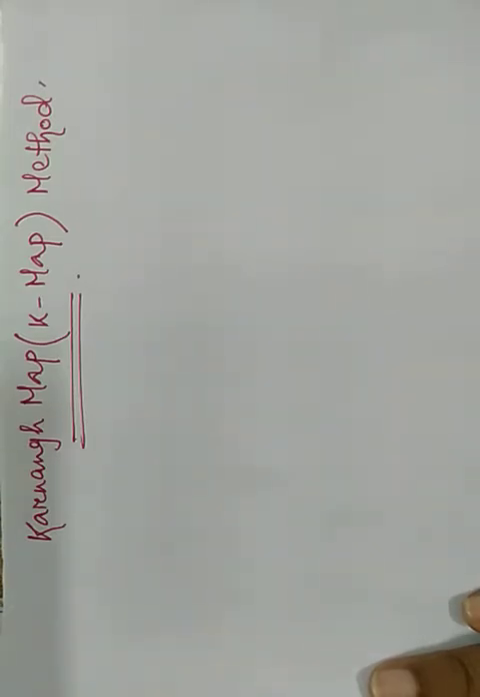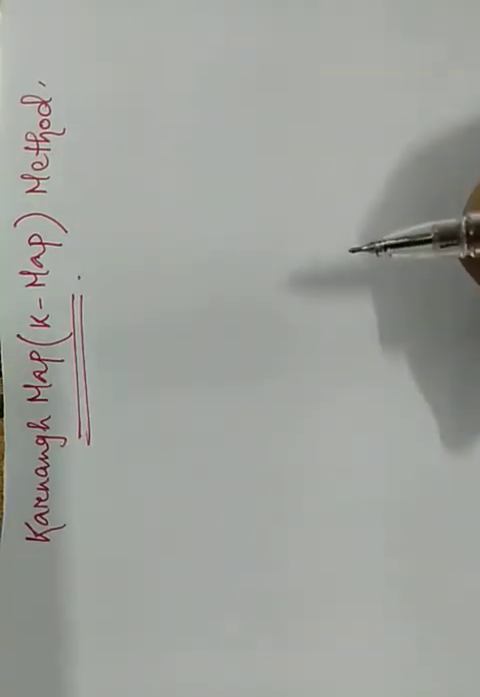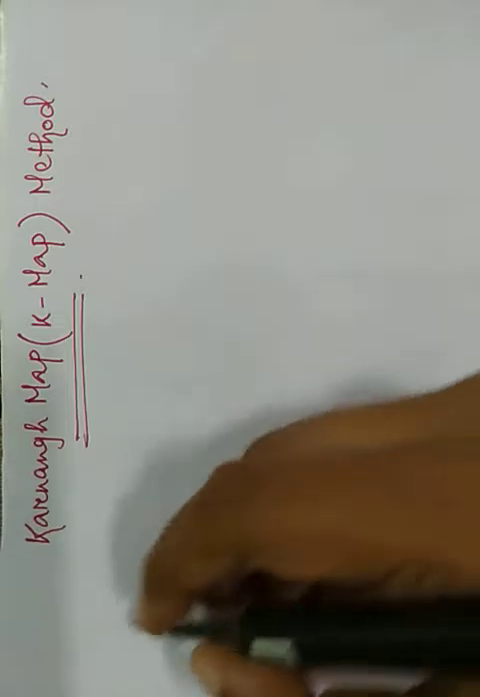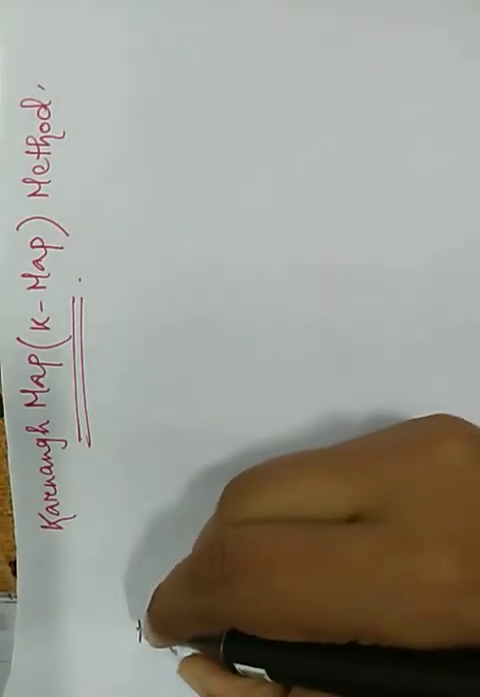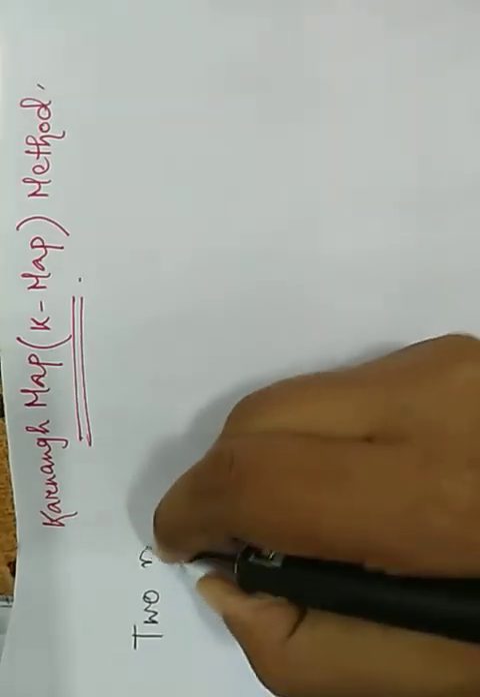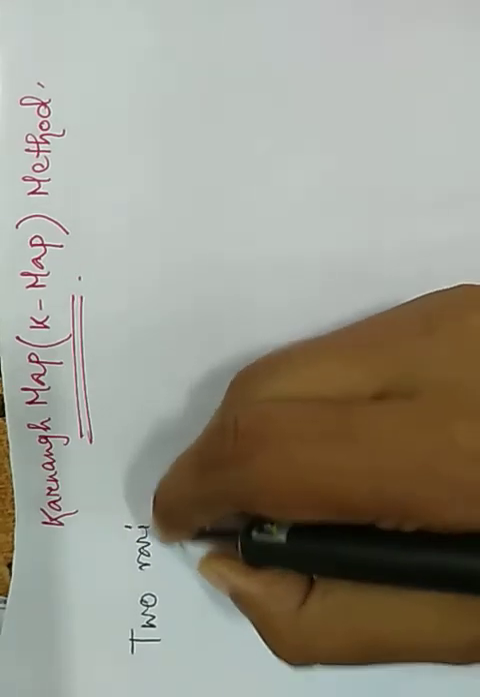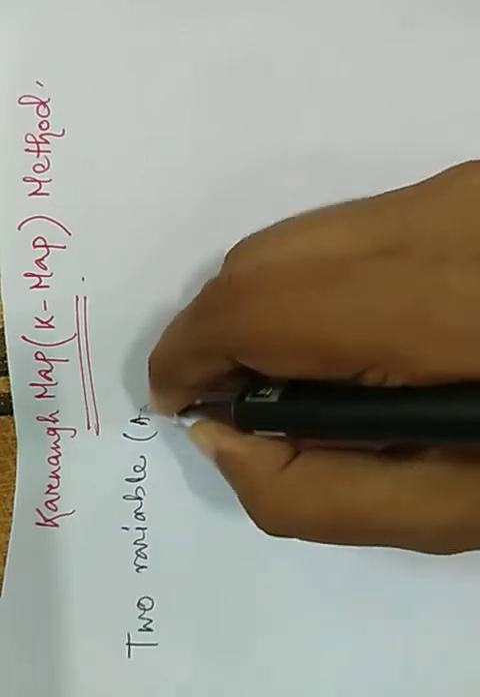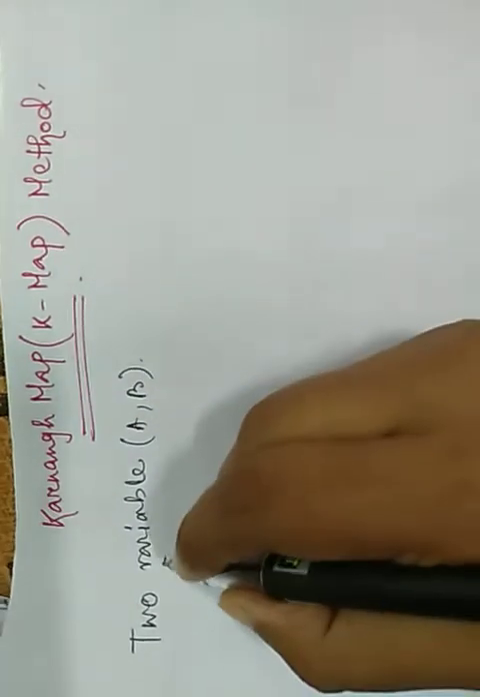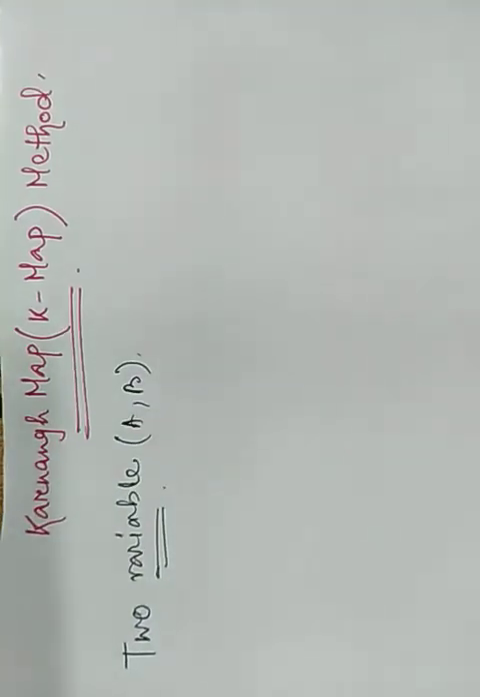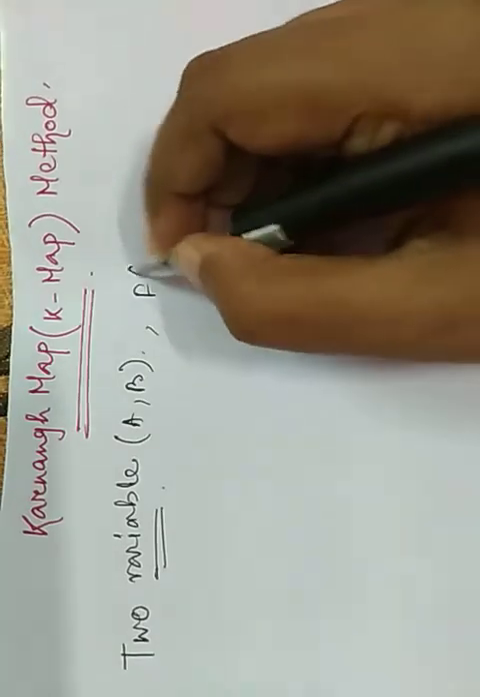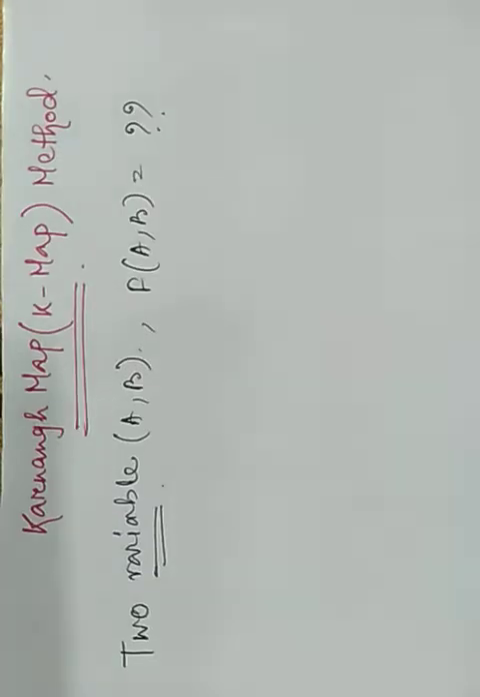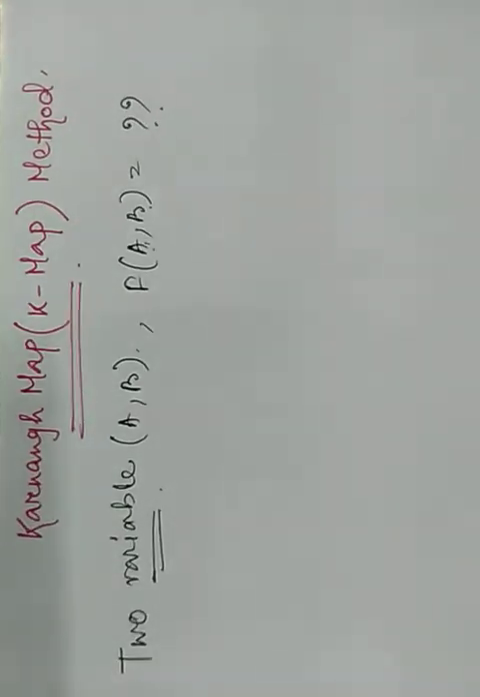At first we have to learn what a Karnaugh map table is. First I am using a Karnaugh map table for 2 variables, suppose A, B. That means functions of A, B, maybe any Boolean expressions. But we know there are 2 variables.